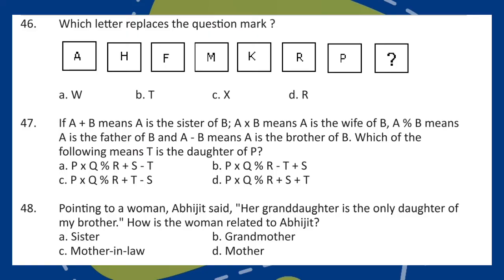Question 47. If A plus B means A is the sister of B, A multiplied by B means A is the wife of B, A divided by B means A is the father of B, and A subtracted by B means A is the brother of B, which of the following means T is the daughter of P? Question 48. Pointing to a woman, Abhijit said, "Her granddaughter is the only daughter of my brother." How is the woman related to Abhijit?